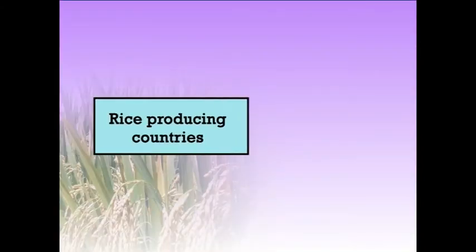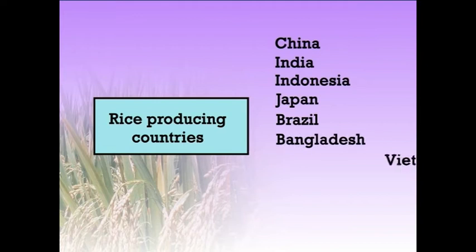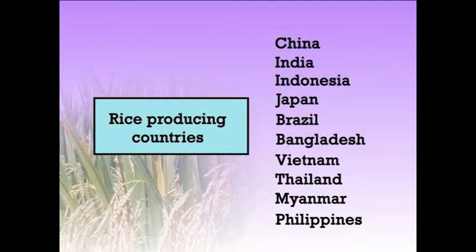Now, let's see about its geographic distribution. The leading countries producing rice are China, India, Indonesia, Japan, Brazil, Bangladesh, Vietnam, Thailand, Myanmar, and Philippines. Among the rice-growing countries, India has the largest area, followed by China and Indonesia. In respect of production, India ranks second next to China.